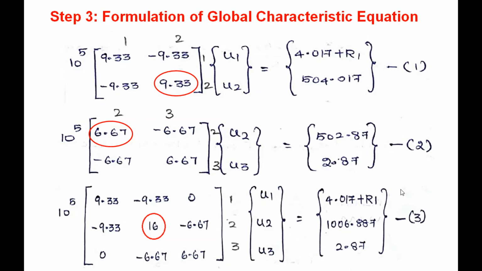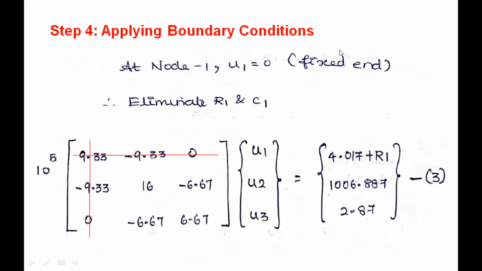Now if you want to solve for the unknowns, what are the unknowns? Here u2 and u3 are the unknown displacements. u1 is 0 because of the fixed end. So after knowing this global characteristic equation, we have to apply the boundary condition. How to apply the boundary condition? At node 1 we have u1 equal to 0 because of the fixed end. We can eliminate row 1 and column 1 in the matrices, corresponding to the u1 degree of freedom. So the remaining will be a 2 by 2 matrix. Using this 2 by 2 matrix, u2 and u3 can be evaluated.